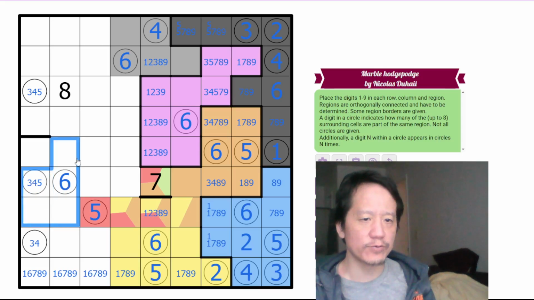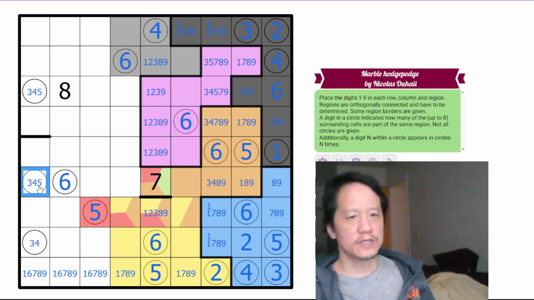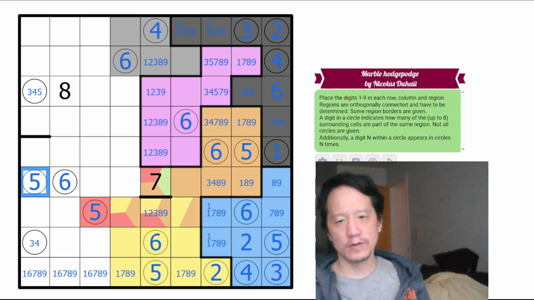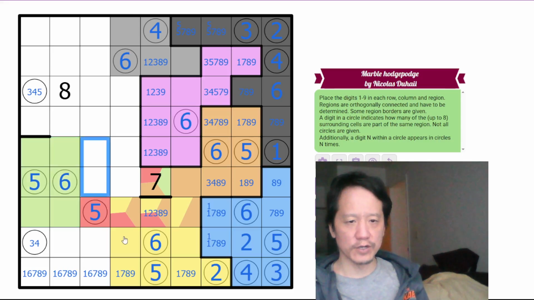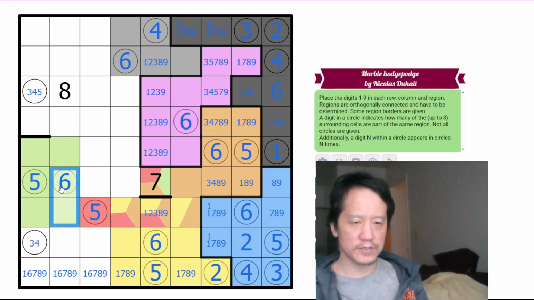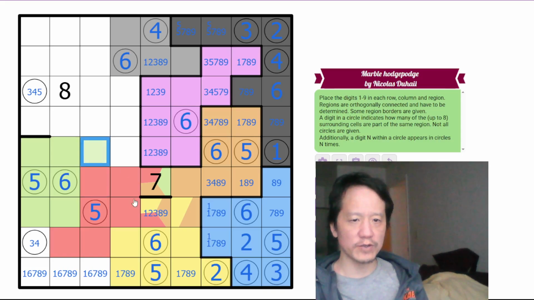Can this be a separate region from the red? Okay, say this was 5 here. Obviously, then this would be a separate region. One of these two is green. This can't be red. These three can't be red. Therefore, the remaining digits would have to be red. So this would be red. This would be red. This would then have to be green.